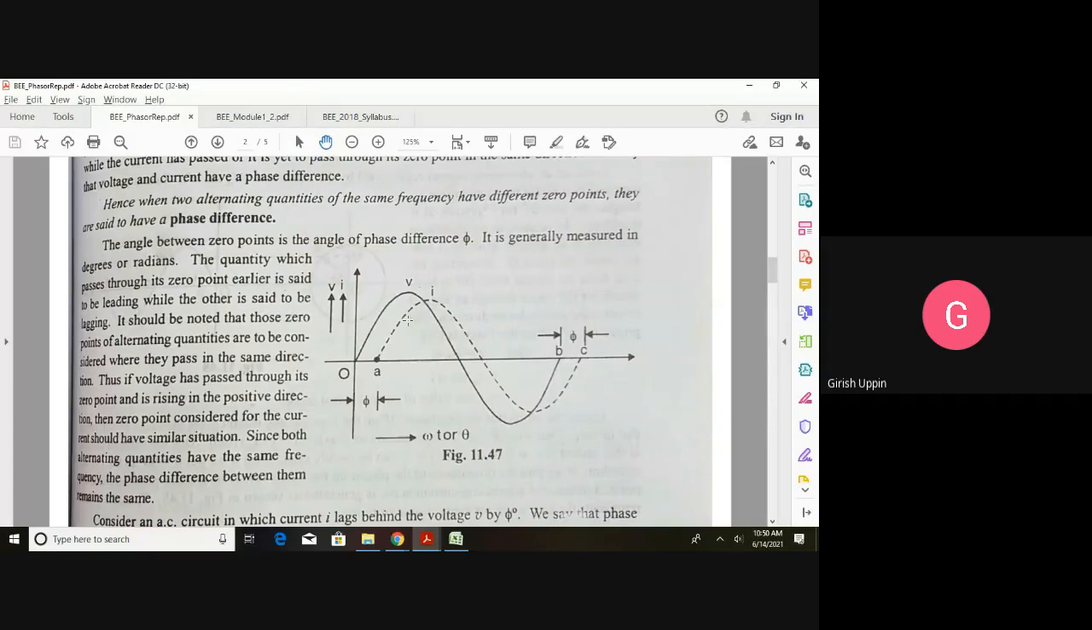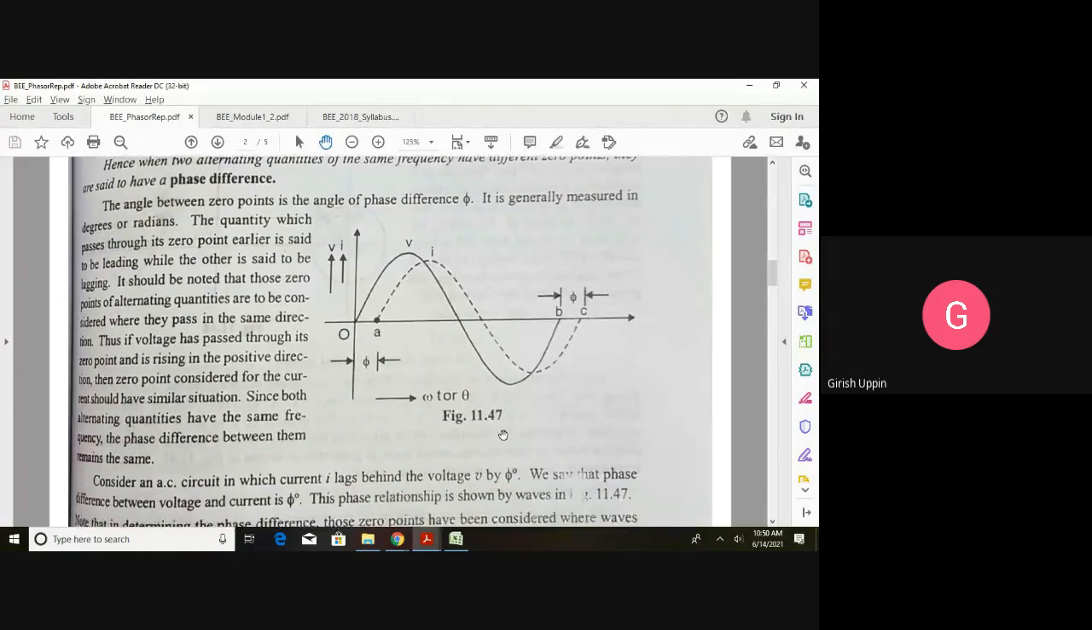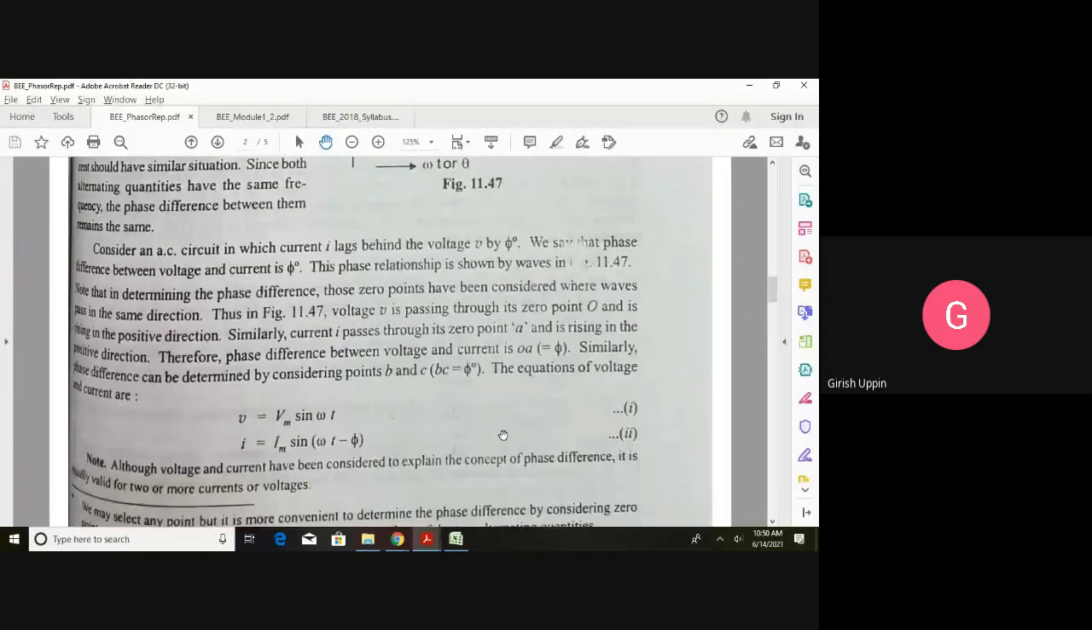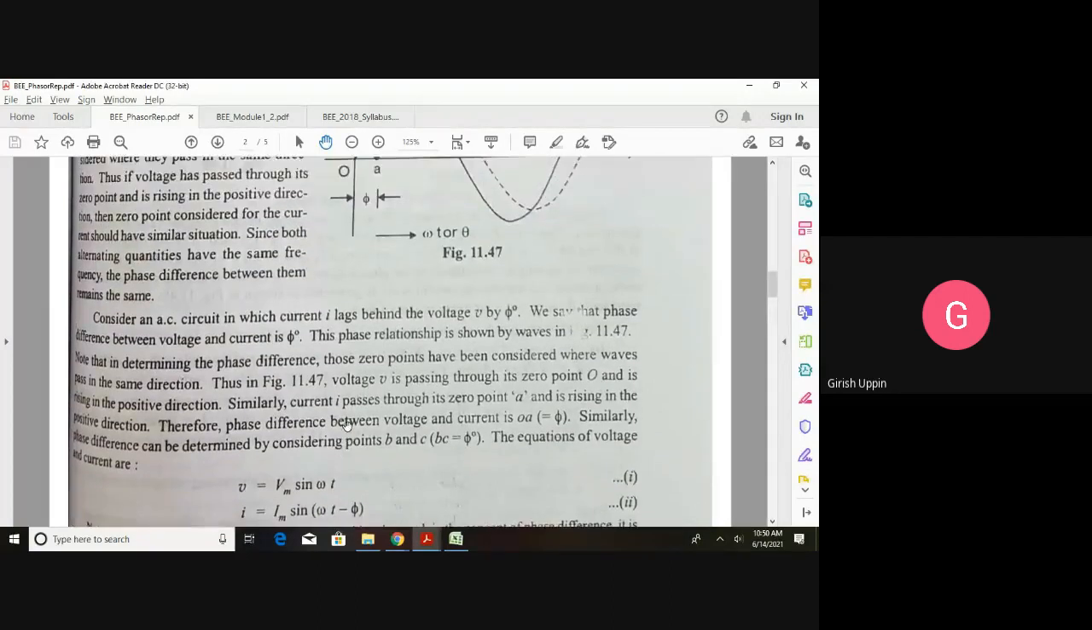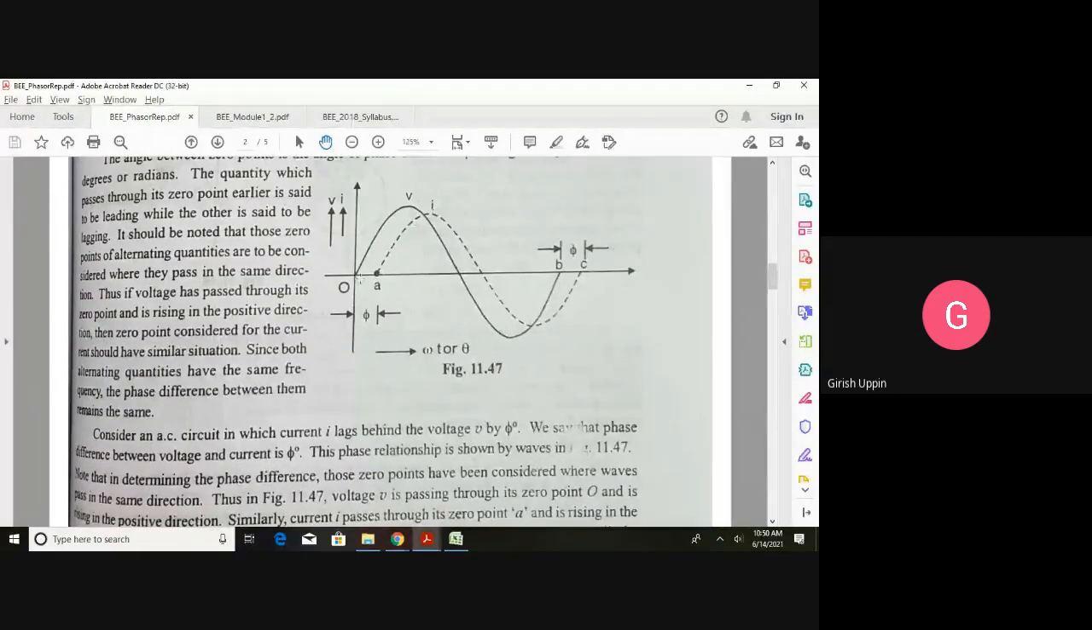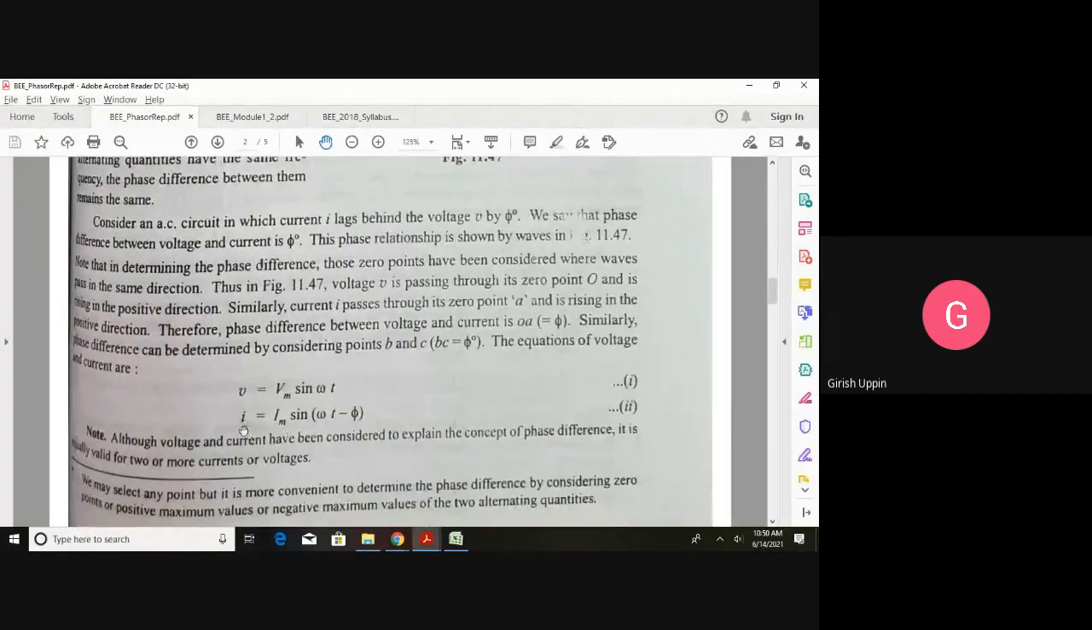Now, how do we represent this mathematically? This we already know. We represent it as v is equal to Vm sin omega t. So I will show the equation. We represent lowercase v is equal to Vm sin omega t. Now, how do we represent the current i? The current is starting after some time, meaning after a delay of angle phi, the current is starting. So how do we represent that mathematically? i is equal to Im sin(omega t minus phi).